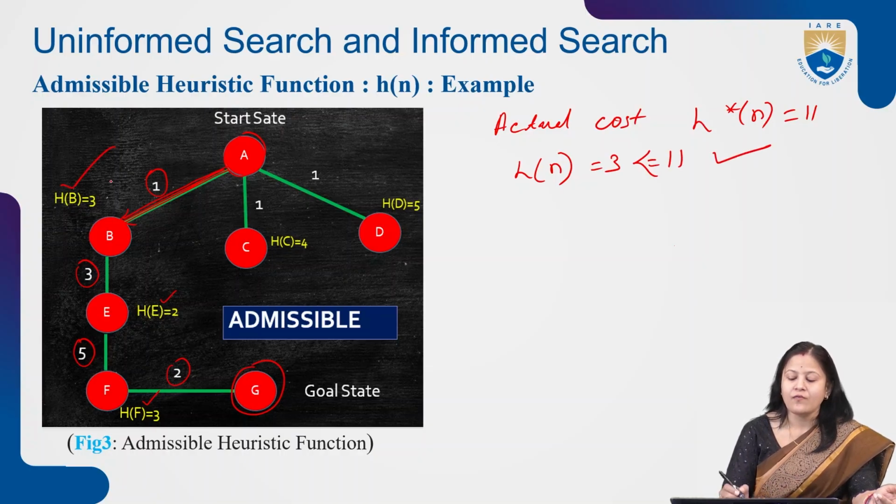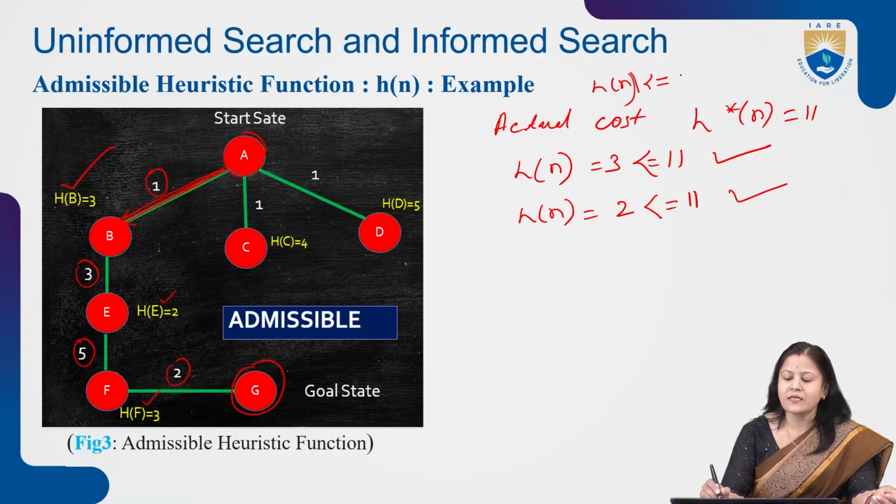In the same way, we can say H of n for node E is given as 2. That means 2 is less than or equal to 11. This condition is satisfied, as H of n should be less than or equal to H star n. This is our condition for admissibility. So 2 is less than 11.